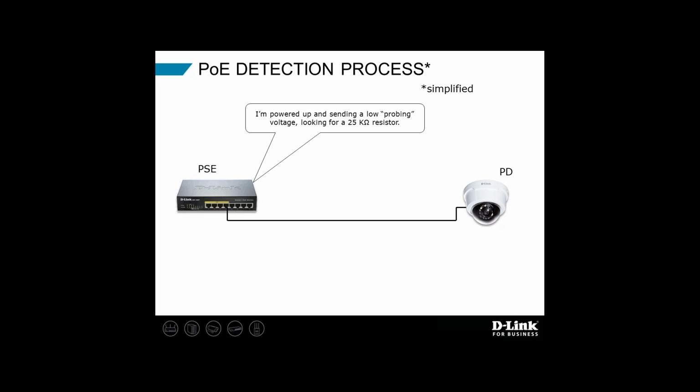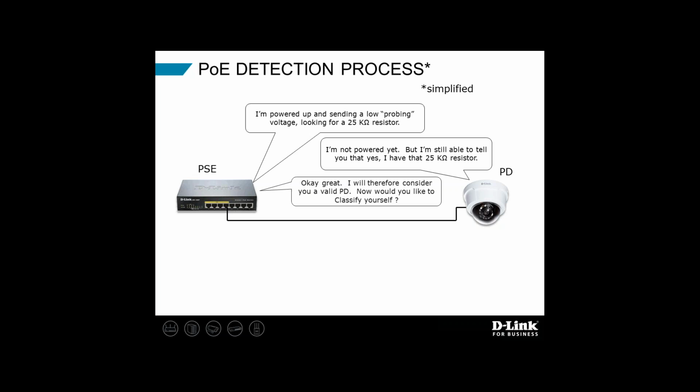So the first thing that happens, after I cable my switch to my endpoint, in this case an IP camera, is the switch looks for that signature. He does this by sending a low, very safe probing voltage, and he's looking for basically a 25k ohm resistor that hopefully he'll find in the PD. And so in our situation here, the PD says, well, I'm not even powered up yet, but I am able to tell you that, yes, I have that 25k ohm resistor that you're looking for. And so the PSE would say, that's great, then I will consider you a valid PD, an industry standard 802.3af PD.